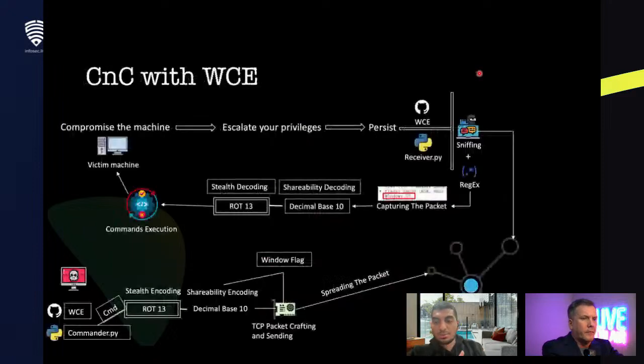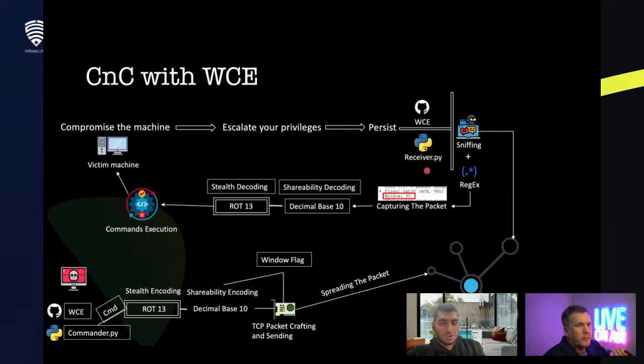Now let's see the simplified version of the workflow with CNC, command and control. I compromise the machine, escalate my privileges, I persist, and here we are following the red team ops cyber kill chain for sure. I installed, and here we are using a scripting language, which is simply Python, for multiple reasons that we can talk about in later sessions, or you can even figure out yourself if you are familiar with red team, etc.